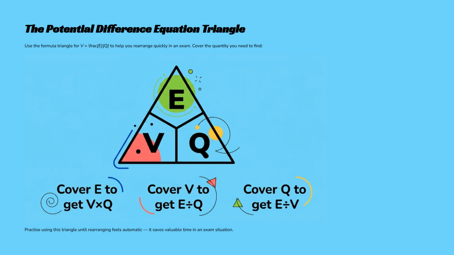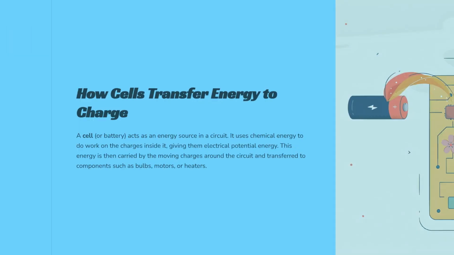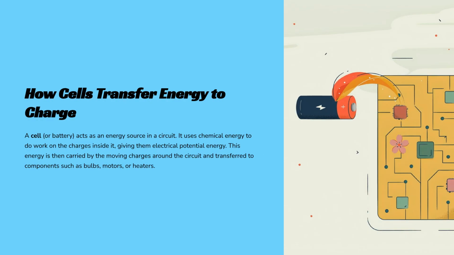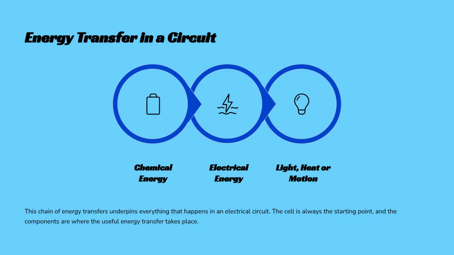The formula triangle is a great way to quickly rearrange these equations during an exam. Just cover the quantity you need to calculate to see your next step. A cell or battery acts as your energy source. It uses chemical energy to do work on charges, giving them the electrical potential energy they carry through the circuit. This energy chain is fundamental.